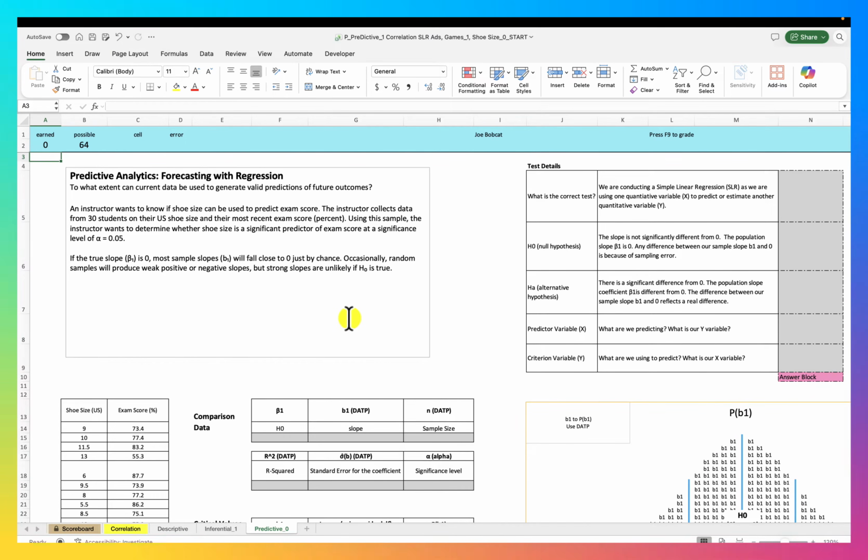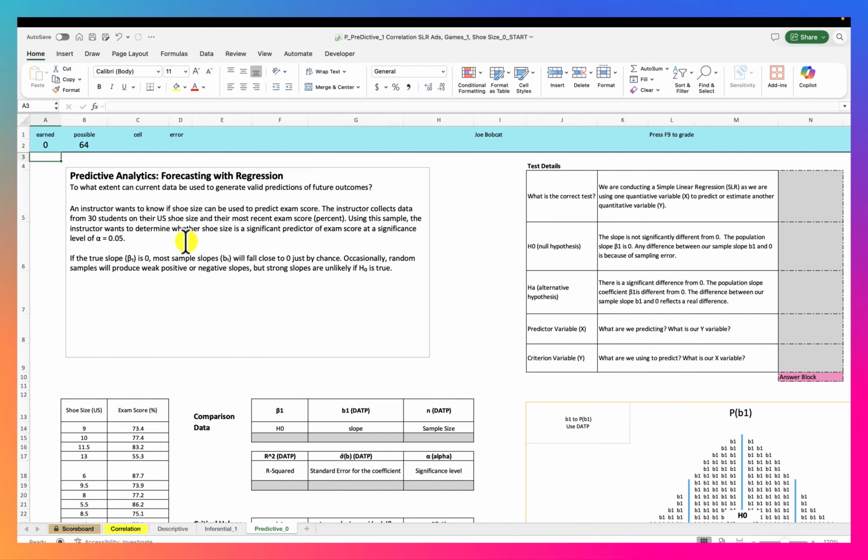All right, predictive analytics, forecasting with regression. To what extent can current data be used to generate valid predictions of future outcomes? So an instructor wants to know if shoe size can be used to predict exam score. The instructor collects data from 30 students on their U.S. shoe size and their most recent exam score in percent.